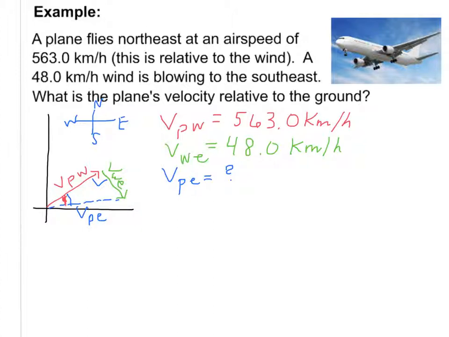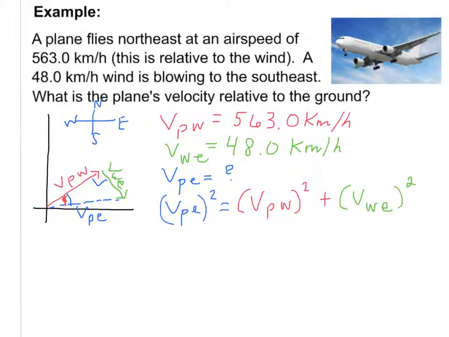So now I wrote down all my unknowns. I went ahead and filled in this resultant is the velocity of the plane to the Earth. And it is unknown. We don't know that. We do know these two values. So because we have a right triangle right here, we can use the Pythagorean theorem to determine the magnitude of the velocity of the plane to the Earth.